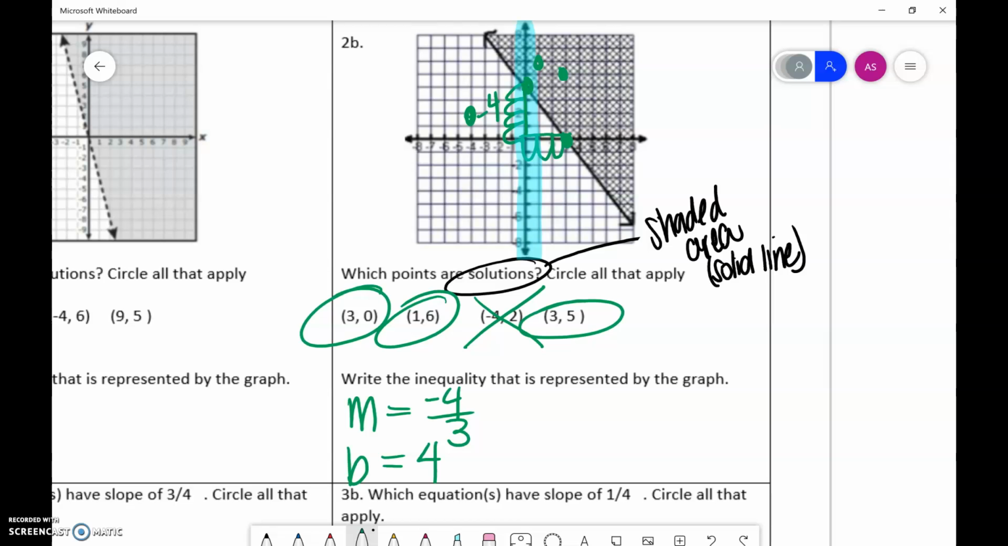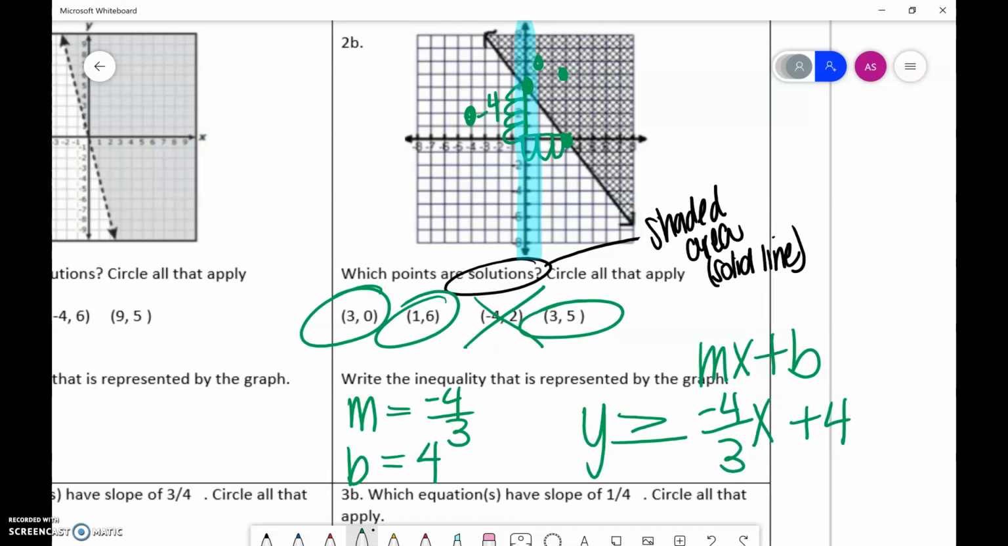So I'm ready to write my inequality. It's going to be a little different because we're not writing the equation. So we have to look at where it's shaded, and we have to look at the type of line that we have. We know we have the shading above the line and we have a solid line. So the sign that goes with that is greater than or equal to. Then I just plug it into my mx + b. So my m is -4/3x and my b is 4, so I have plus 4. And my inequality for this graph will be y ≥ -4/3x + 4.